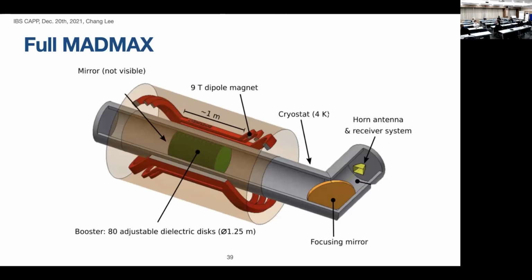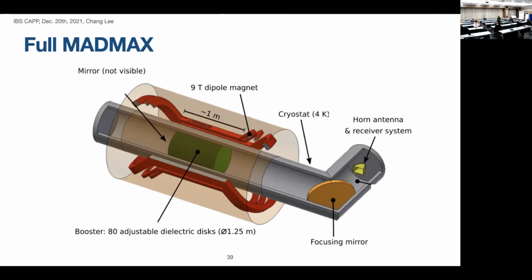And yeah, this is the final MADMAX. It's a bit far in the future, but this is a schematic idea of how the system will need to cover QCD axion. You have the booster that consists of 80 discs made of non-tan aluminum, and the diameter is 1.25 meters. This is housed inside the 9 Tesla dipole magnet, and we collect the signals from this, with the focusing mirror and the receiver.